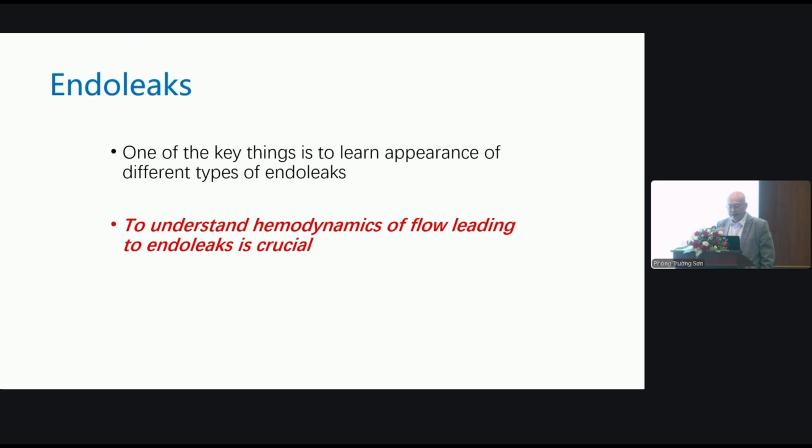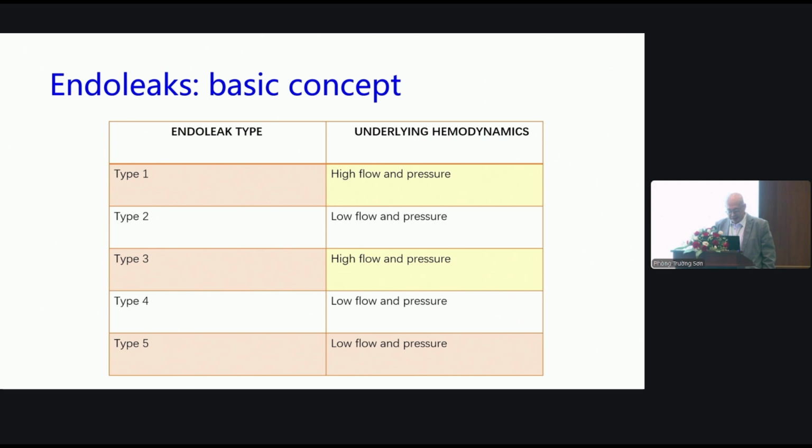So one of the key things to learn is the appearance of different types of endoleaks, but more importantly, we need to understand the hemodynamics of the flow leading to an endoleak, and that's crucial. For example, type 1, we know it's high pressure and high flow. Type 2, we know it's low flow and low pressure in most cases.